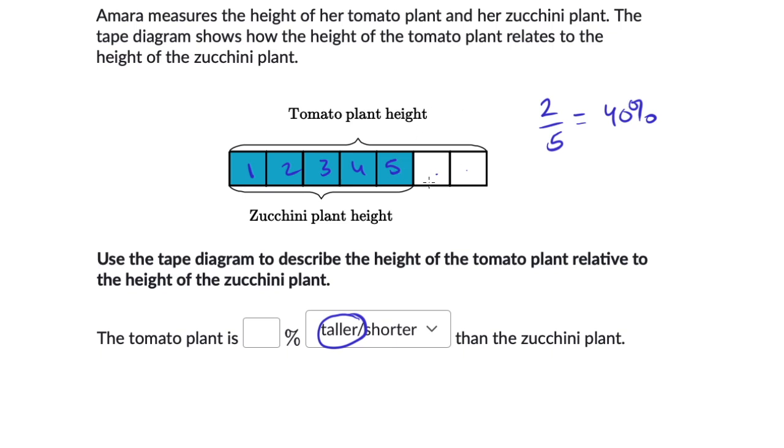So the tomato plant, this right over here, is 40% of the zucchini plant's height. And that's the same thing as 2/5 of the zucchini plant's height, which you can see very clearly from that tape diagram. So the tomato plant is 40% taller than the zucchini plant. And we are done.